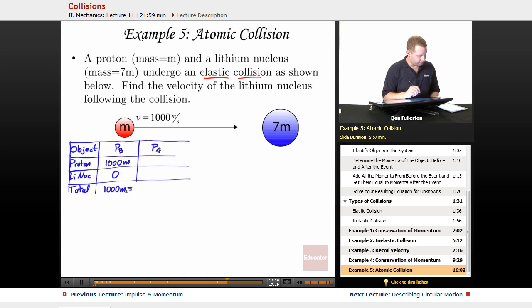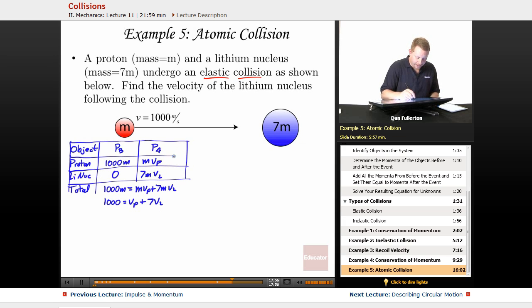Now after the collision, the momentum after, well, the mass of the proton doesn't change, but it has some velocity, Vp, velocity of our proton. The lithium nucleus has some mass 7m times the velocity of L, the velocity of our lithium nucleus. So 1000 m is going to be equal to m Vp plus 7m Vl. And I can right away divide the mass out of all of that to say that 1000 equals Vp plus 7 Vl. There's one equation.